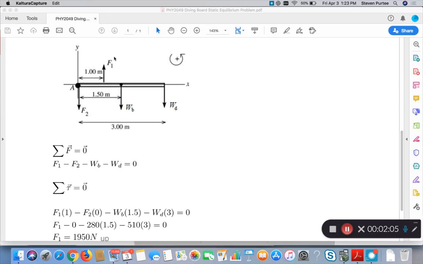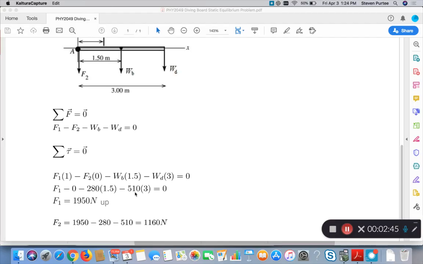Okay, so then our torques will be F1 times that distance, force times distance, and that's a positive torque that tries to rotate us counterclockwise. F2 is a distance 0, so F2 times 0 will be a 0 torque. WB tries to rotate us clockwise, so that's a negative torque. So WB times our distance, and that's negative. And then WD, the weight of the girl, times our distance, that's also a negative torque because it tries to rotate us clockwise. So the sum of the torques equals 0.